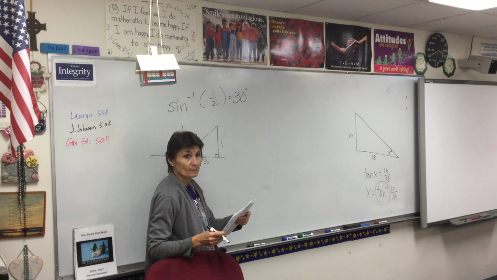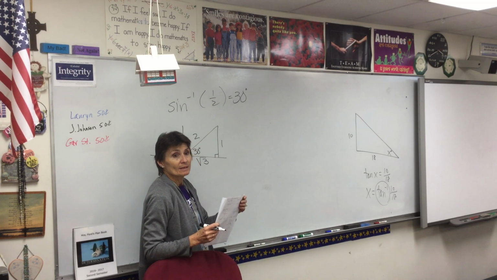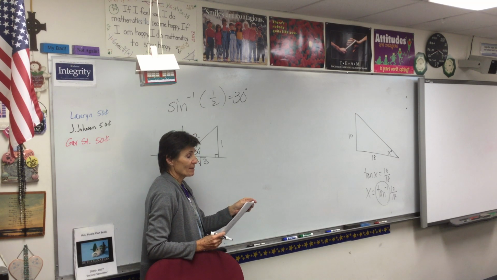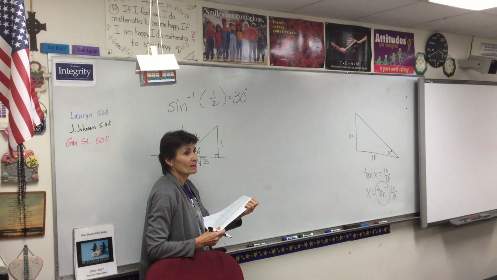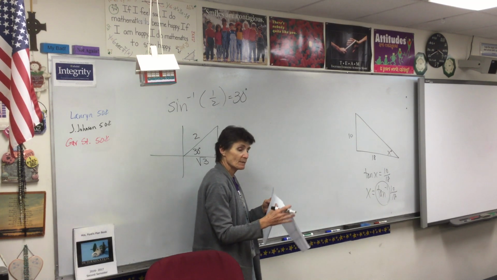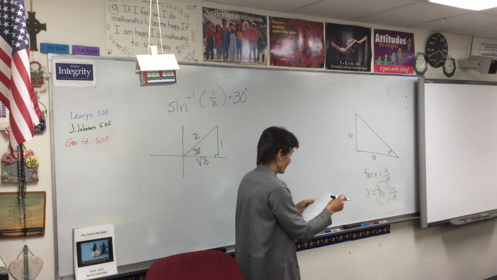When you're drawing your triangle, do you always put it in quadrant 1 for these problems? Yes. That's a great question. That can get quite messy, so we're going to stick with quadrant 1. Those are called the principal values, and that's just where we're going to be.